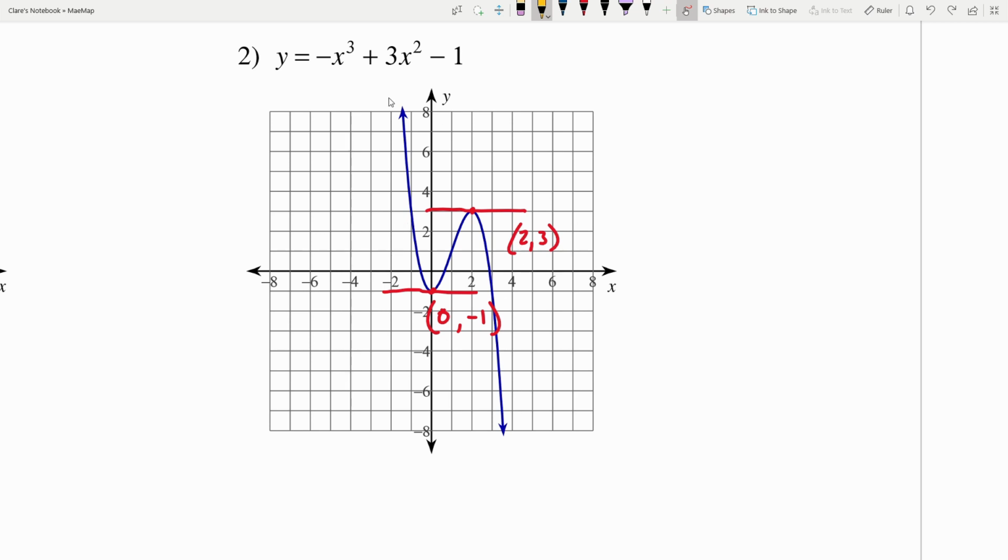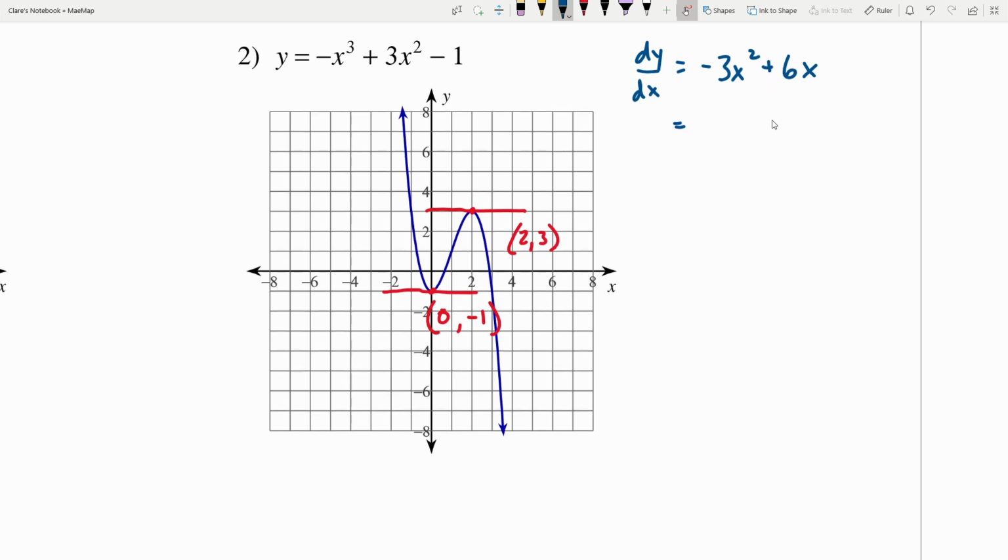But let's confirm these 2 points by finding the derivative. So the derivative, y prime, or dy/dx, is going to be equal to the derivative of negative x cubed plus 3x squared minus 1, which will be a negative 3x squared plus 6x.